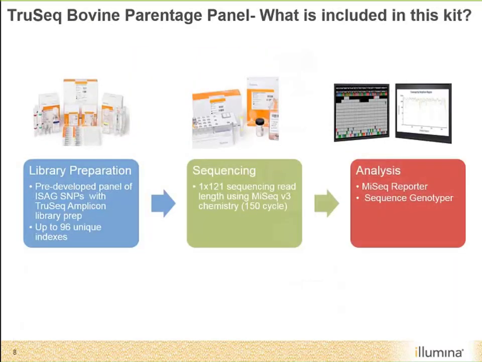So when you order the TruSeq Bovine Parentage panel, what do you get? You get a few components here. One of them will be the reagents necessary to generate the library. This includes the oligo pool, which are the probes directed towards these SNPs, and the rest of the reagents to generate the libraries. You also will be receiving the MiSeq V3 sequencing cartridge and reagents, and flow cell included, 150 cycle kit. And you also will be able to go to our support site and download the Sequence Genotyper Analysis tool, as well as MiSeq Reporter, which are used in conjunction for downstream analysis.